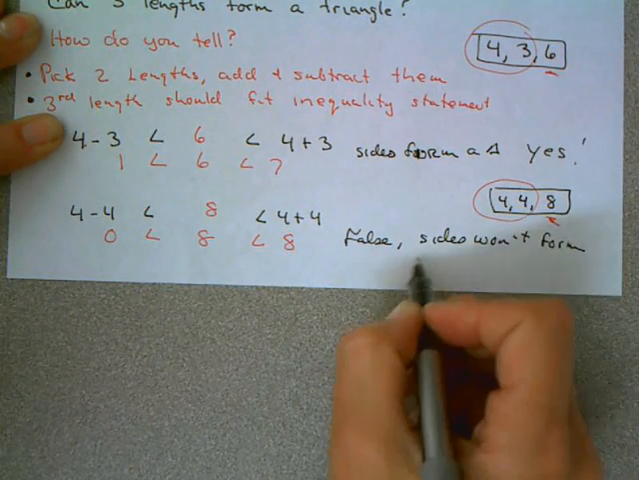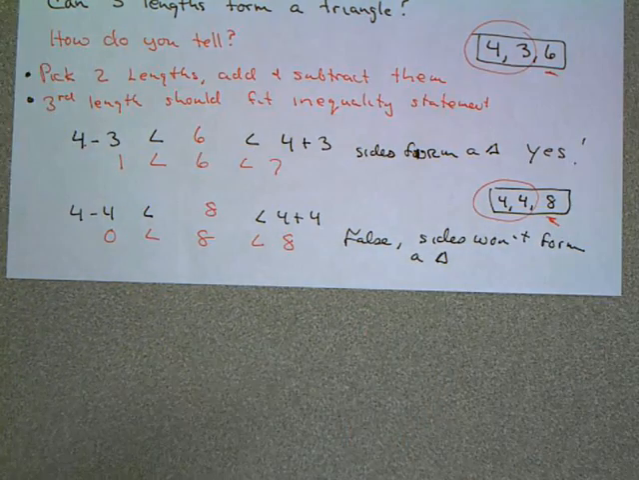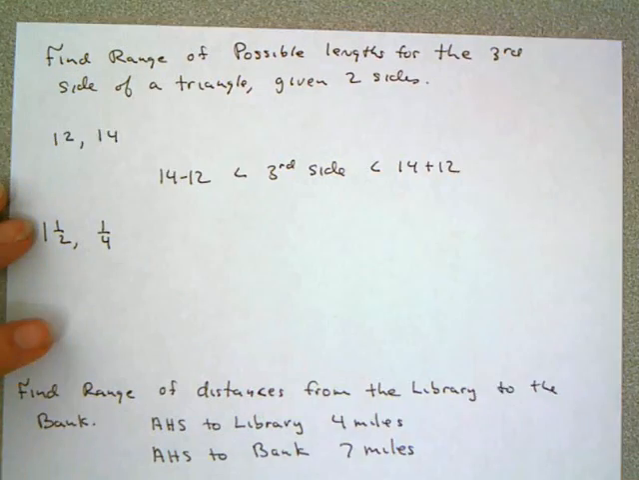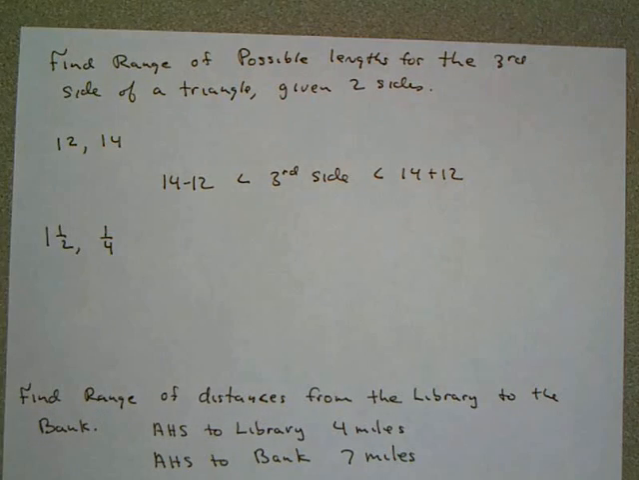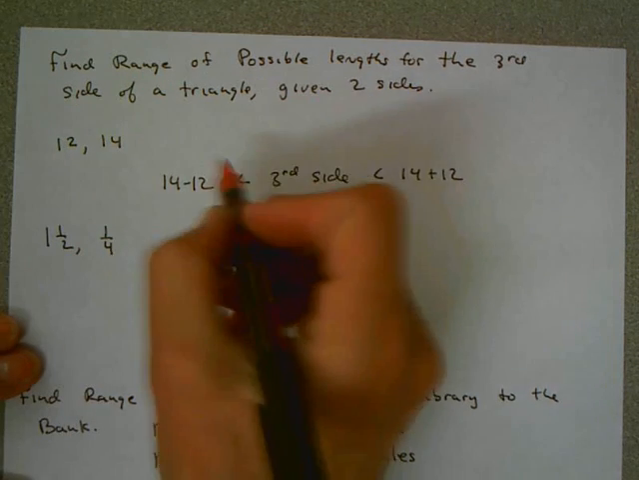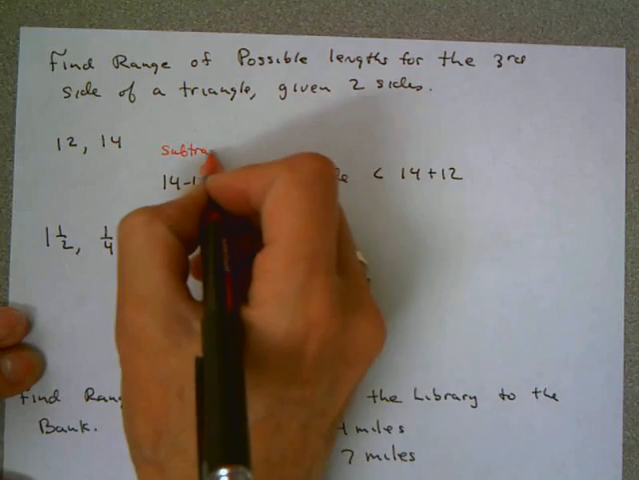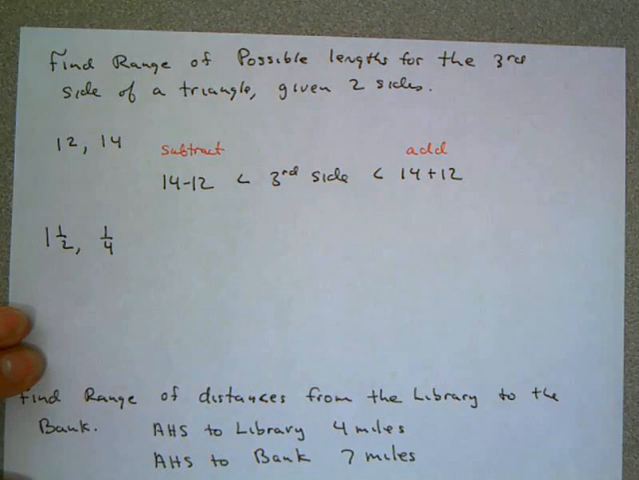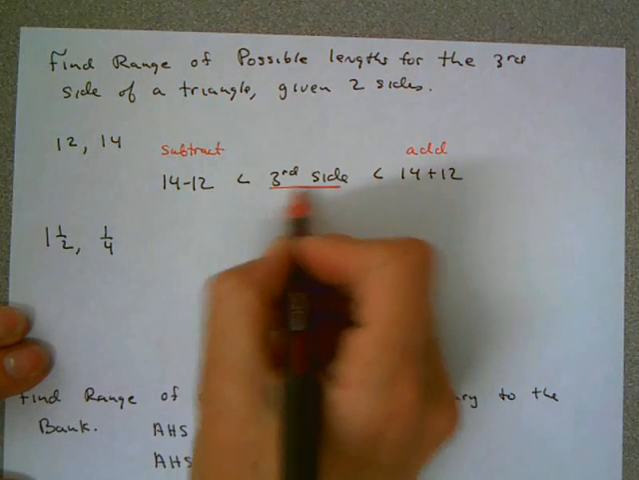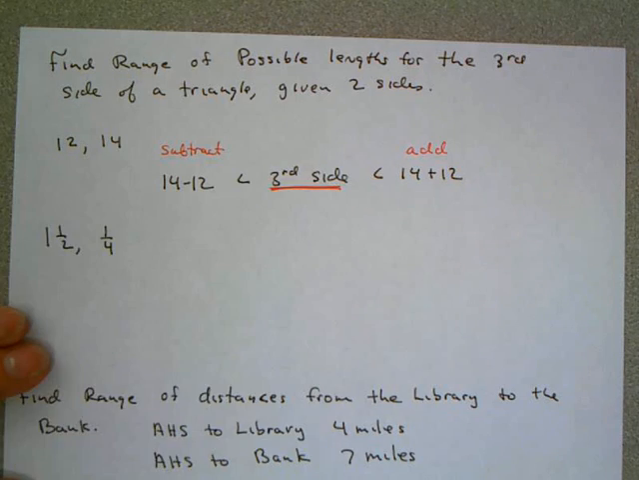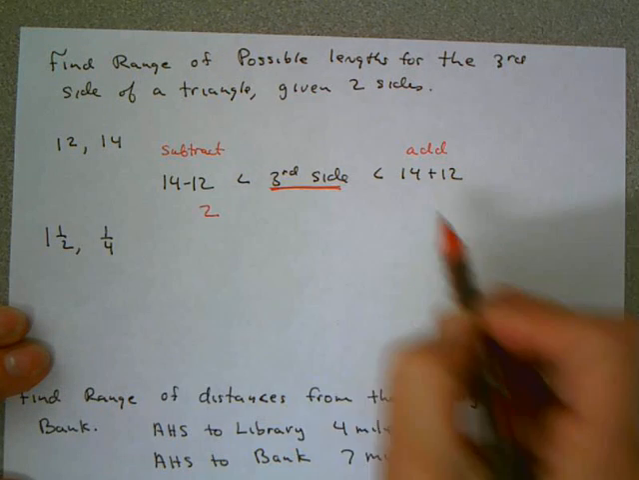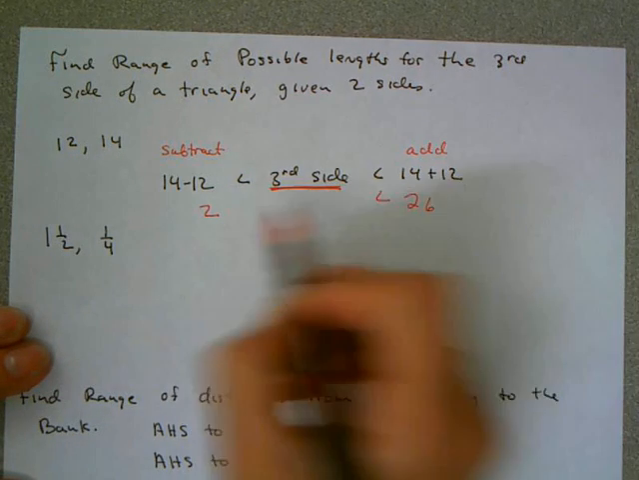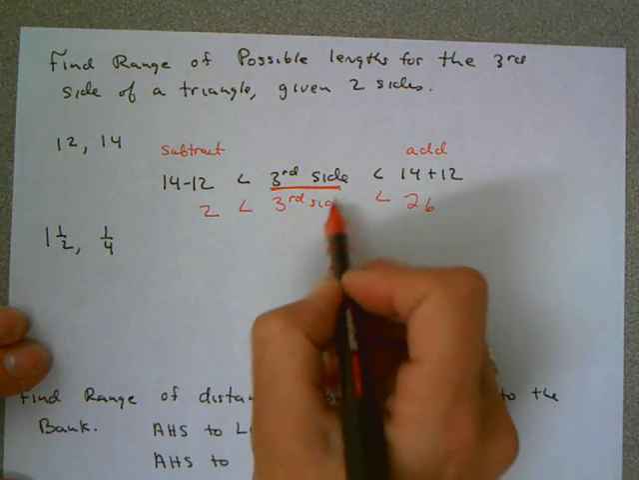Now, one last thing they'll ask you to do in this section is they'll ask you to find the range of possible lengths for the third side of a triangle if you're given two. And you do the same exact thing we just did. You subtract the two you know, and you add the two you know. And the third side has to be in between there. So in this case, if you know 12 and 14, 14 minus 12 is 2. 14 plus 12 is 26. And you know that third side is somewhere between 2 and 26 units long. Okay, that's all there is to it.